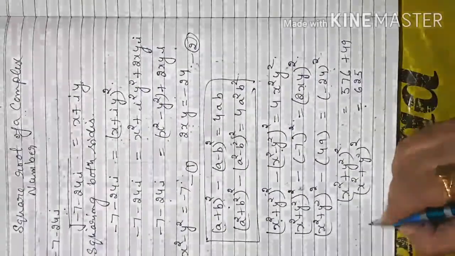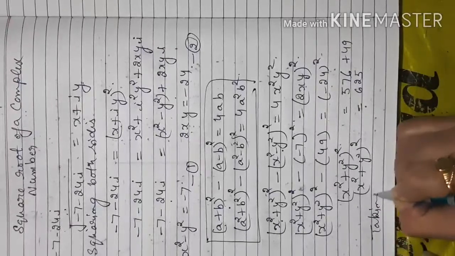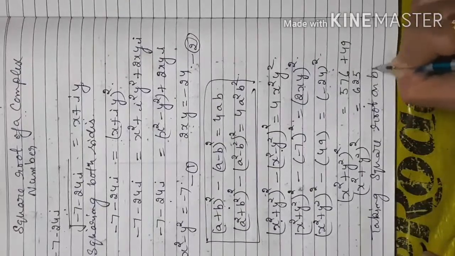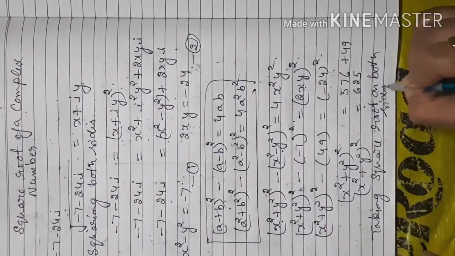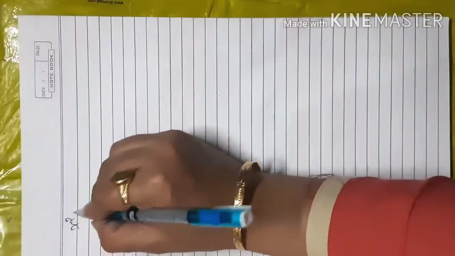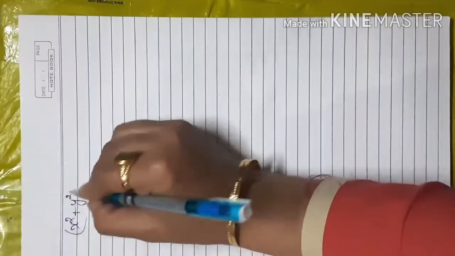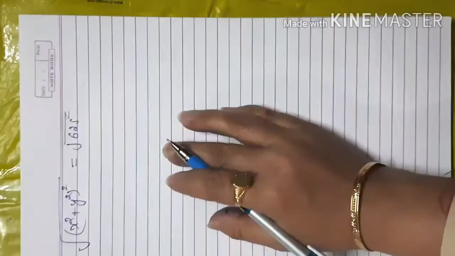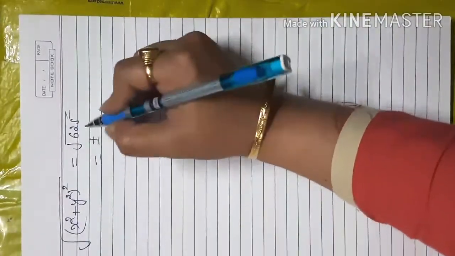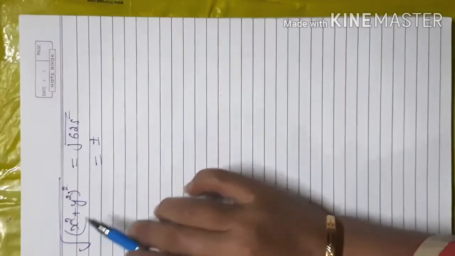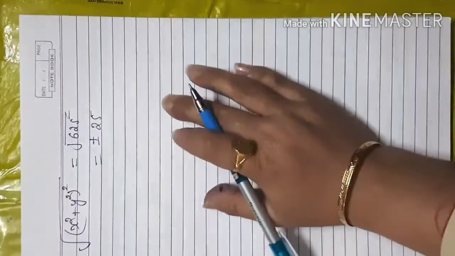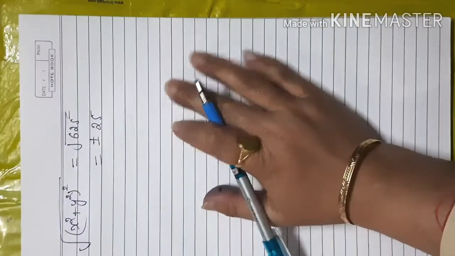If you take square root on both sides, what does it give you? It gives you x square plus y square, the square root will be cancelled, and here the square root of 625. When you find the square root of any term, the right side you always have to write in the positive-negative form, because both the negative and positive values squared give 625.